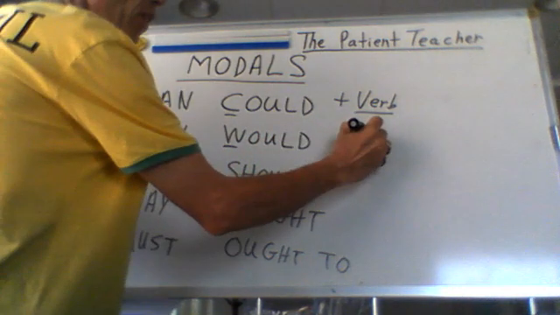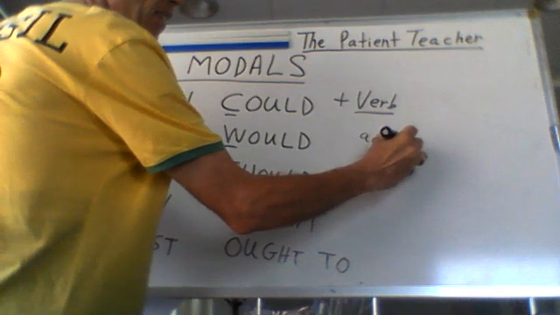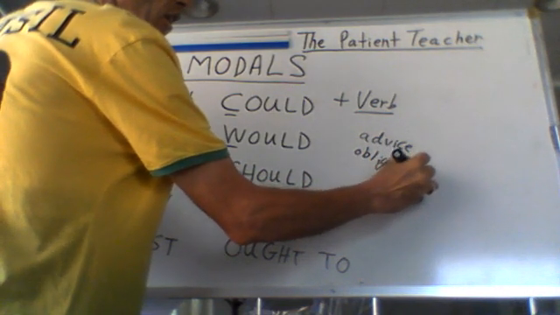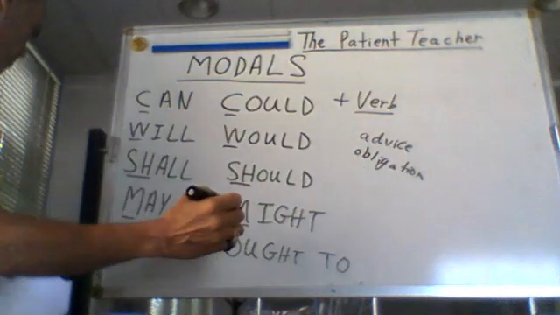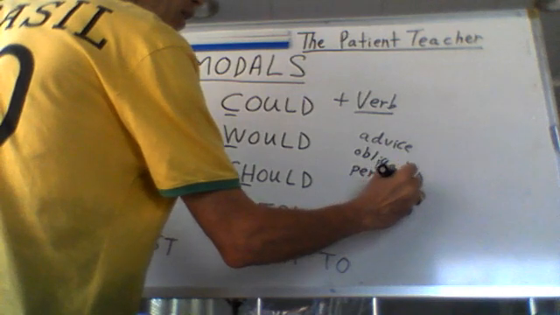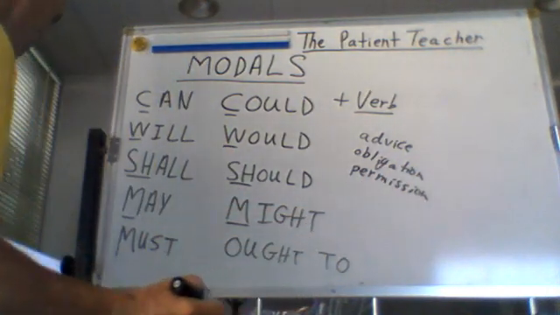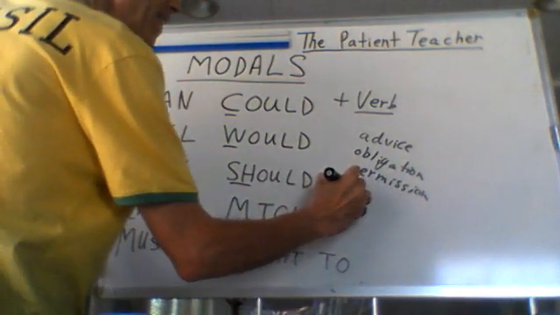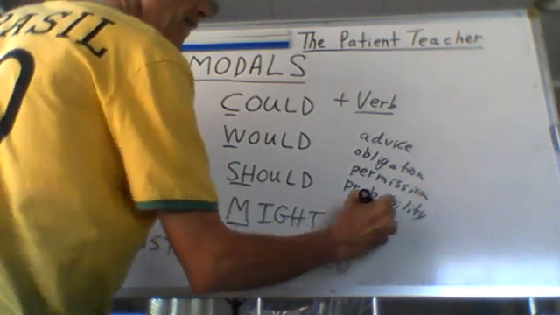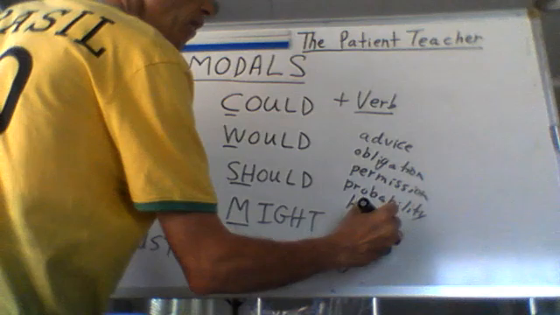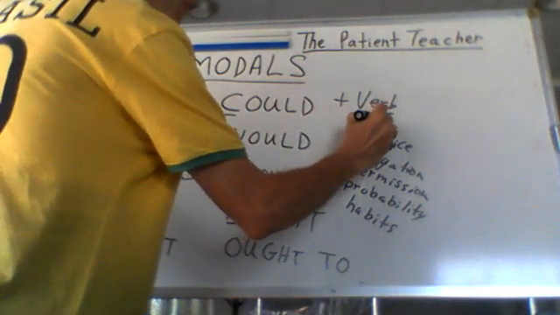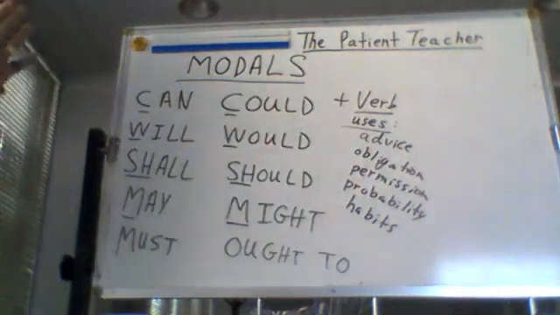It talks about the uses we have for them. For example, advice, obligation, permission, probability, and habits. Those are some of the uses we have for modals, right?